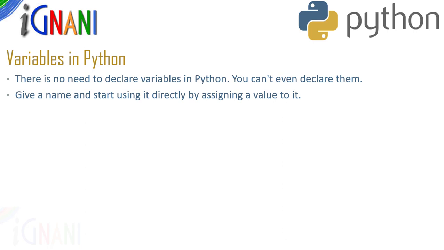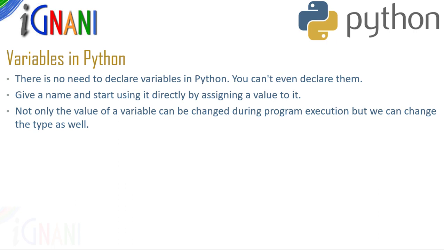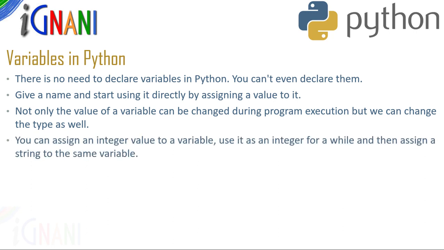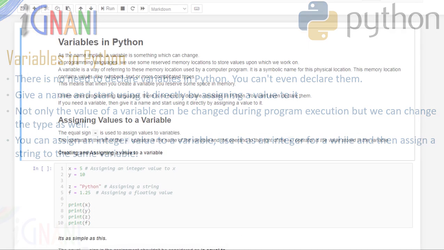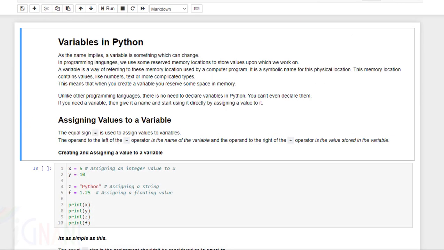But another remarkable aspect of Python is that not only the value of a variable can be changed during program execution, but we can change the type as well. You can assign another integer value to a variable, use it as an integer for a while, and then reassign them to a string variable. Let us see all this in some examples.